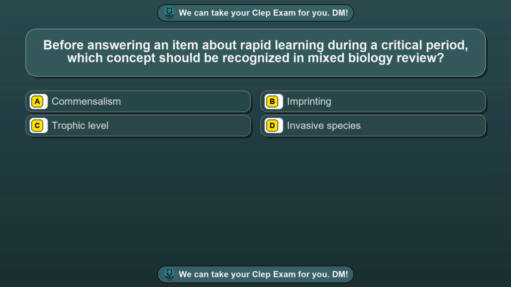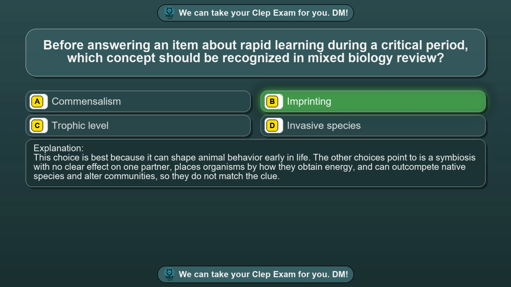Question 14. Before answering an item about rapid learning during a critical period, which concept should be recognized in mixed biology review? Option A, commensalism. Option B, imprinting. Option C, trophic level. Option D, invasive species. The correct answer is option B, imprinting.